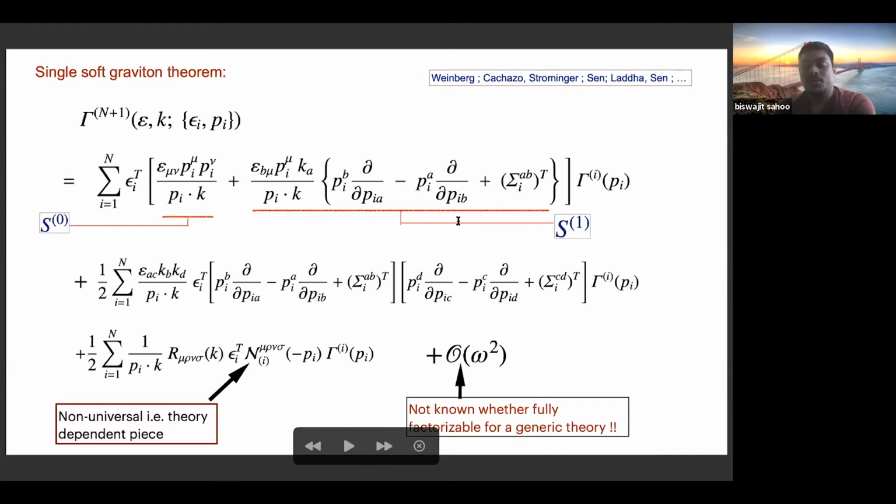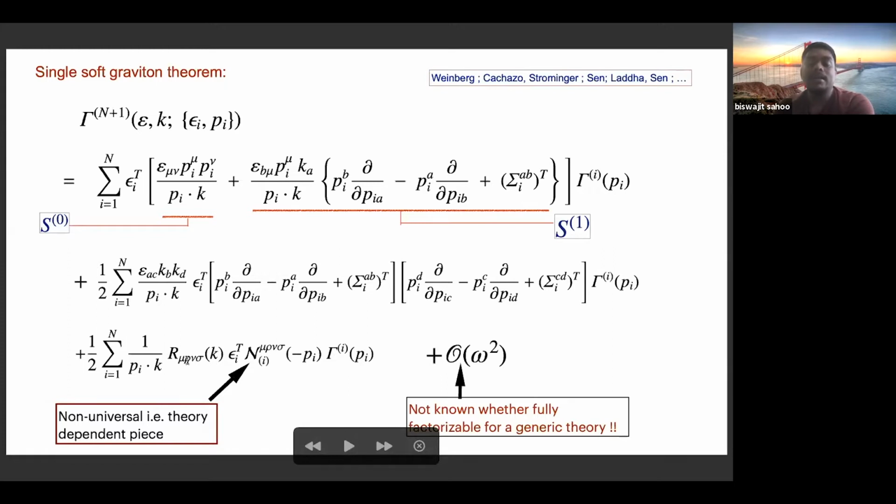Similarly, if one tries to analyze this up to subsubleading order, it turns out that there is a universal piece, but one non-universal piece, which means a theory dependent piece, appears. And this is very easy to understand. When you covariantize this action of the finite energy particles in the soft graviton background, since the Riemann tensor is gauge invariant, you can always couple the Riemann tensor in an arbitrary way to the finite energy particles.